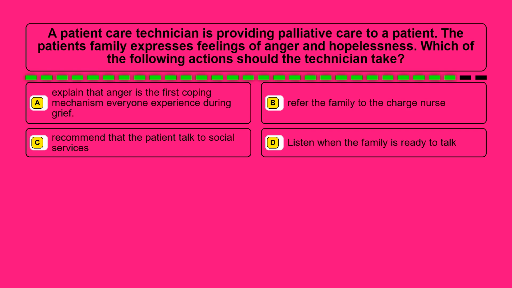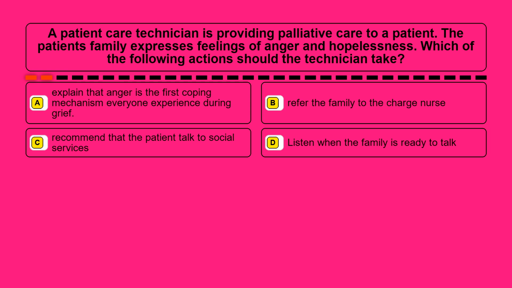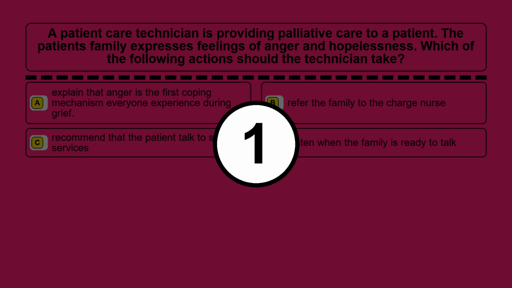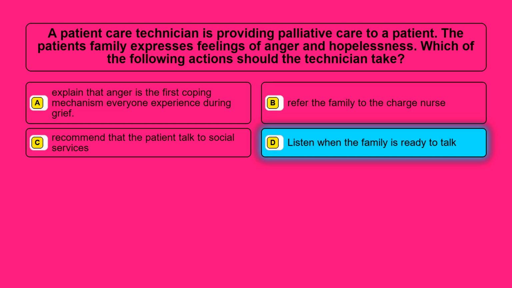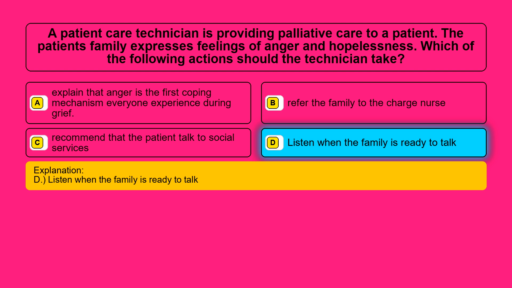Question 31. A patient care technician is providing palliative care to a patient. The patient's family expresses feelings of anger and hopelessness. Which of the following actions should the technician take? Option A, explain that anger is the first coping mechanism everyone experiences during grief. Option B, refer the family to the charge nurse. Option C, recommend that the patient talk to social services. Option D, listen when the family is ready to talk. The correct answer is option D, listen when the family is ready to talk.